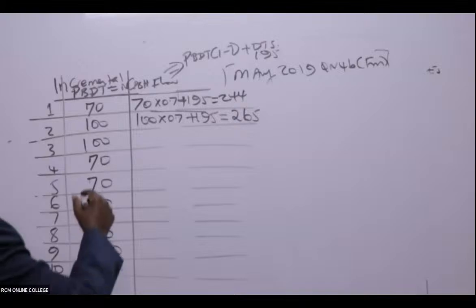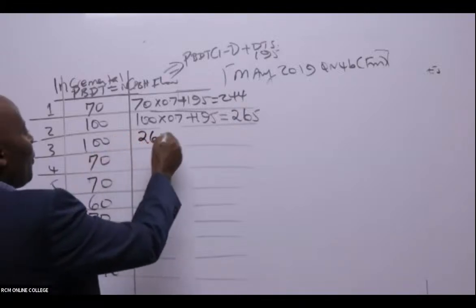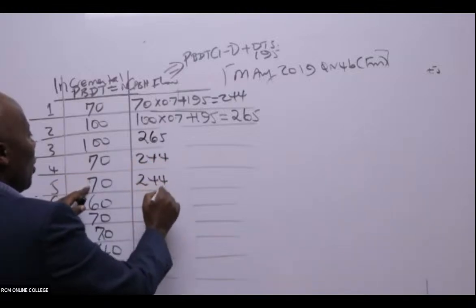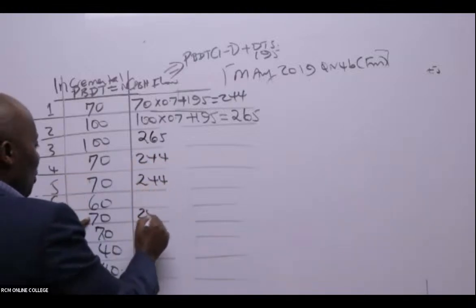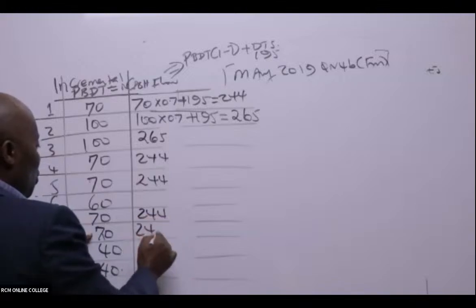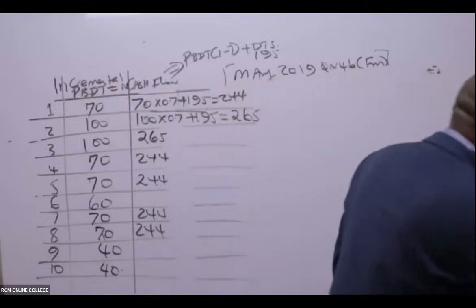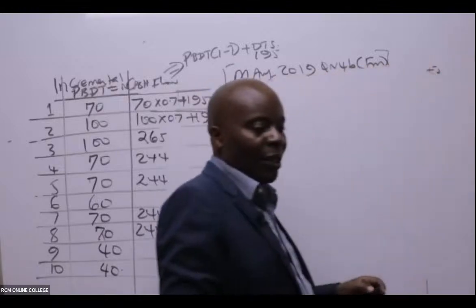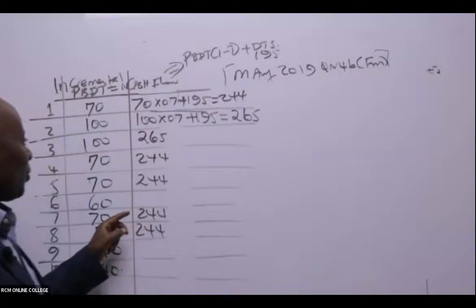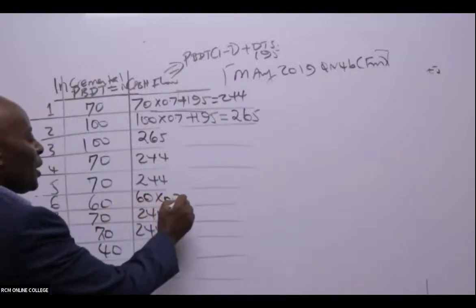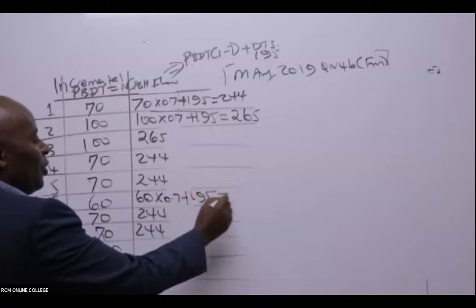Now this one, I know it will be 265. I know this will be 244. Don't ask me how I'm getting this. I know this will be 244, and this will be 244. How about this one, somebody? Is there somebody who can give me this one of 60? Because it will be 60 times 0.7 plus 195. Are you able to give me that figure?